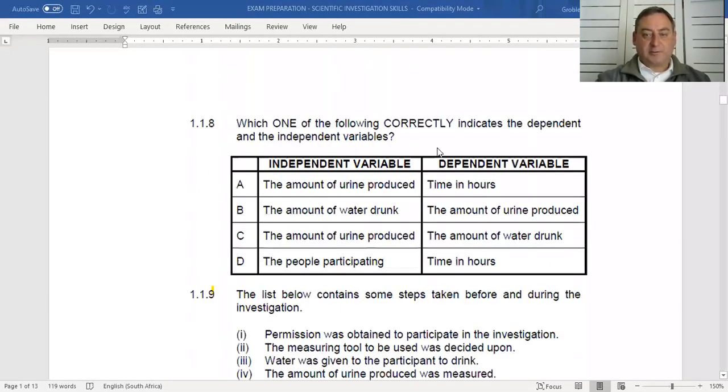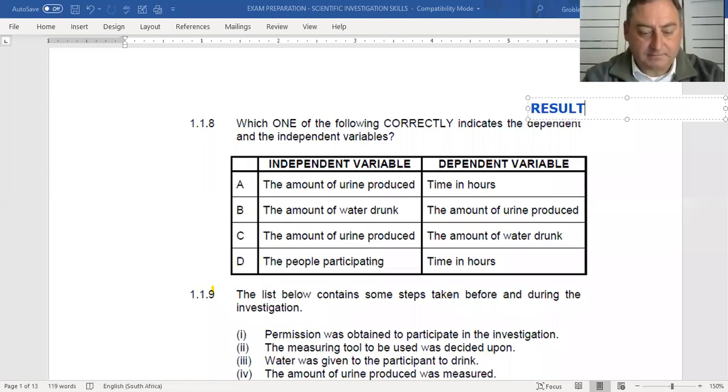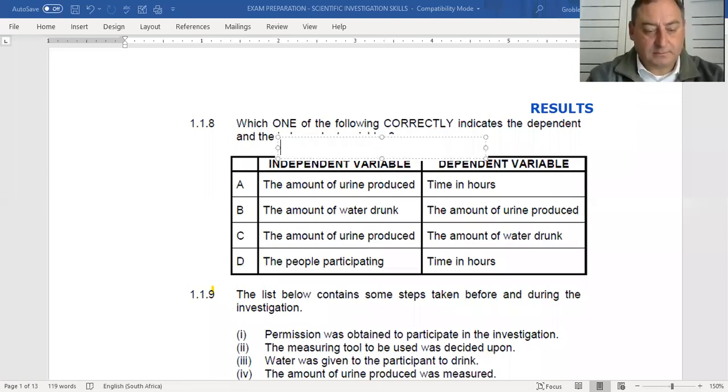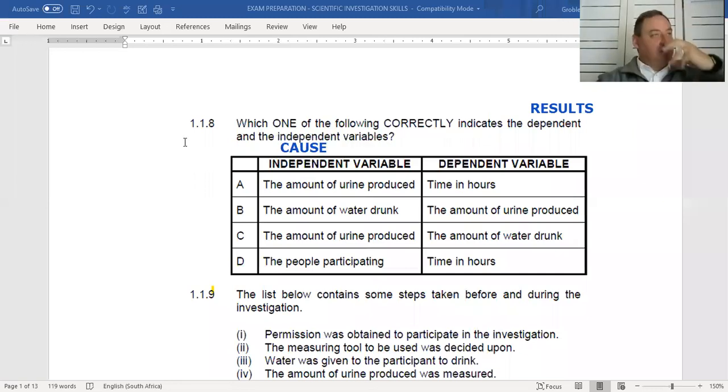So which one of the following correctly indicates the dependent variable and the independent variable? So remember we said the dependent variable are your what? What should I type in here? The dependent variable is always the results. And the independent variable is always the cause. So what was causing here? The more water this person was drinking, probably the more urine he was producing. That is my hypothesis. So now they list here in this question in 2016, the independent variable and the dependent variable. Let's see which of these sets of information are true here.